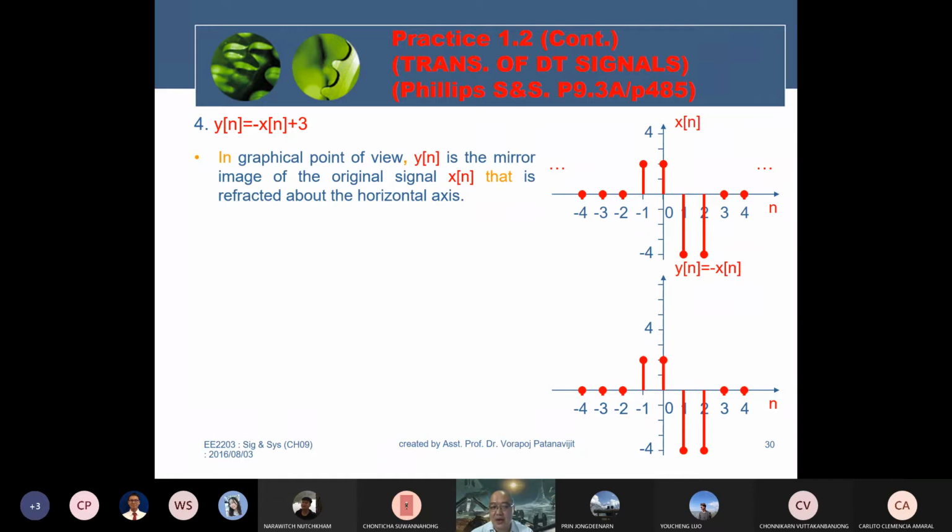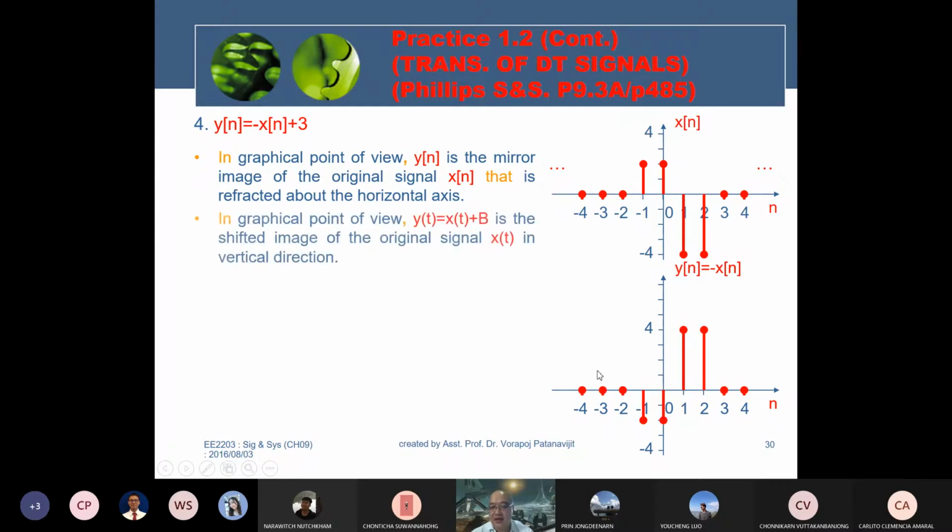From the graphical point of view, y[n] is the mirror image of the original signal x[n], that is, reflected about the horizontal axis. You flip about the horizontal axis first. Next, from the graphical point of view, y(t) = x(t) + b is the shifted image of the original signal x(t) in the vertical direction. In this case, b is plus 3.